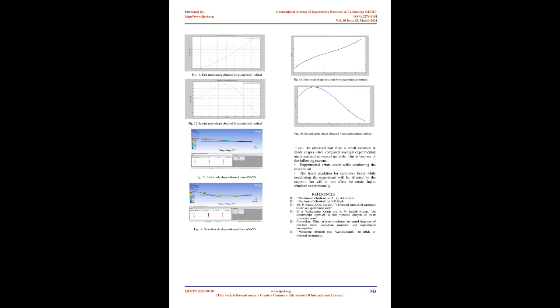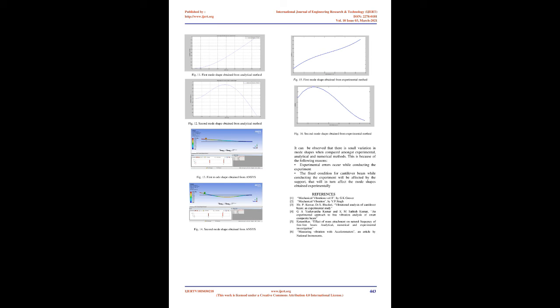Results. By executing the MATLAB codes as explained previously, the following mode shapes were obtained for the first and second modes of a cantilever beam. From the figures, it can be observed that the graph is not smooth. This could be because of the consideration of only 14 nodes.